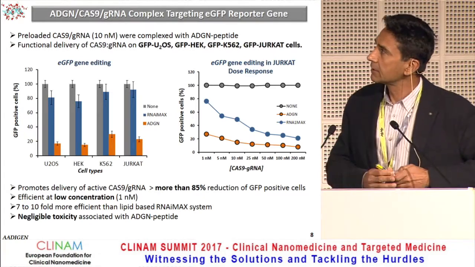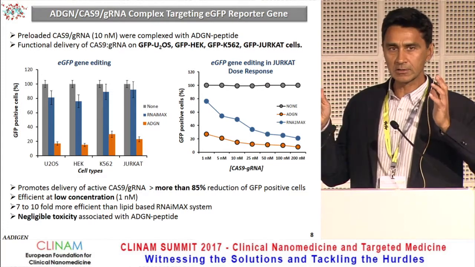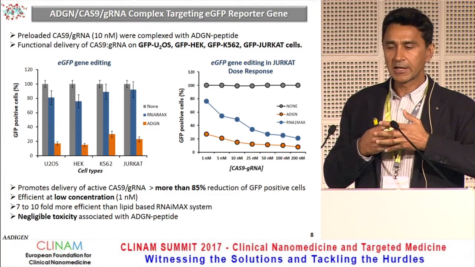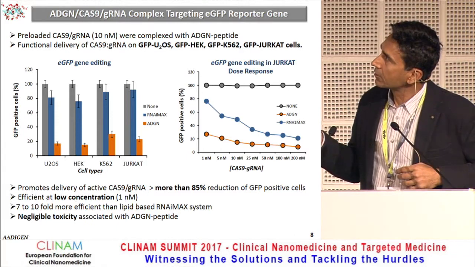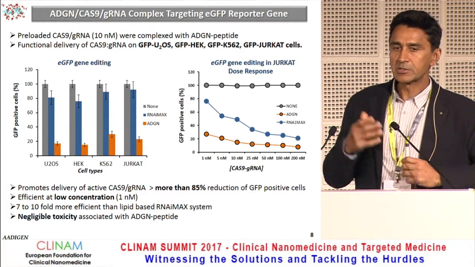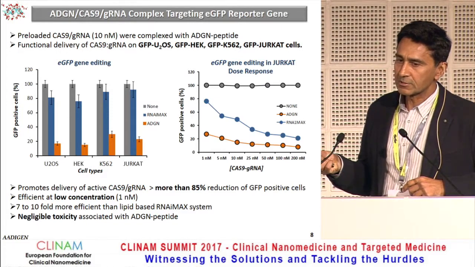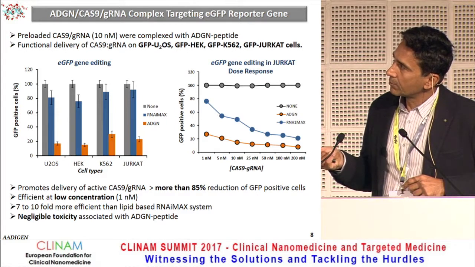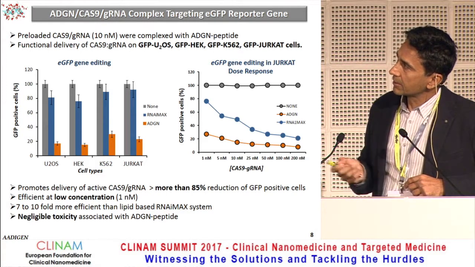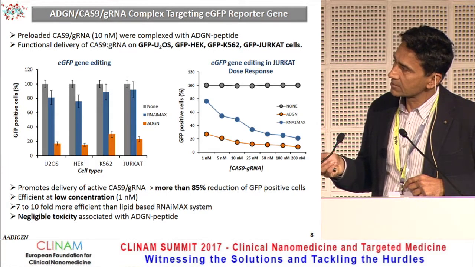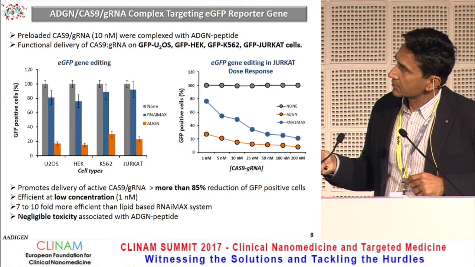So again, conceptually, does this work in vitro? So we take the Cas9 protein in this case, gRNA for green fluorescent protein, because the cell lines that we're going to test them, they're all GFP labeled cells. And then we just look for a knockdown of the signal. And across these different cell lines, you can see that once we treat them, you get a pretty robust knockdown with what we call Aadigen peptides and these complexes, and relative to RNAi max, which doesn't work very well in the system.